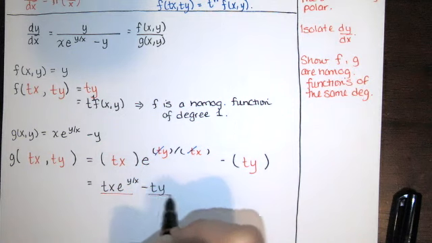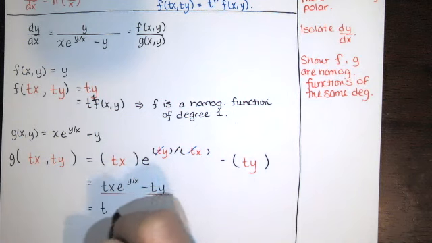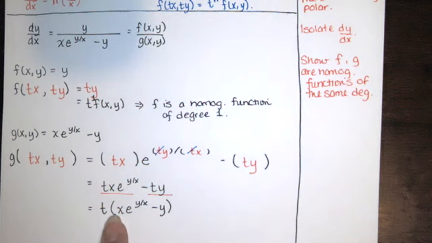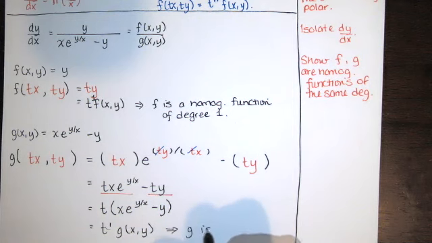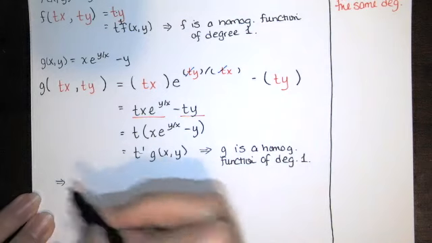And then if I look at this expression and this expression and I look for what they have in common, they have a t in common. So let's factor that out. And then we ask ourselves, is that the original function g? And it is. So that is a t to the first times g of x and y. So this can be written this way. So that means that g is a homogeneous function of degree 1. And since those are homogeneous functions of the same degree, that means the differential equation is homogeneous polar.